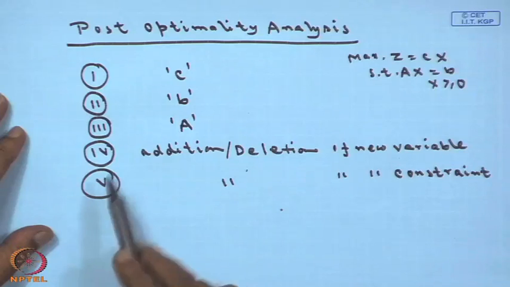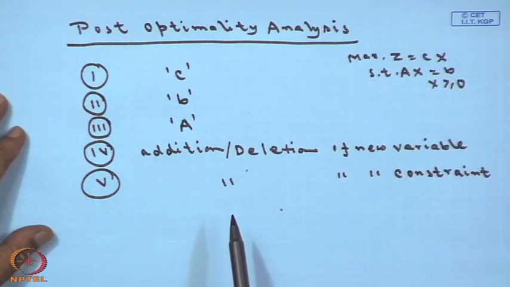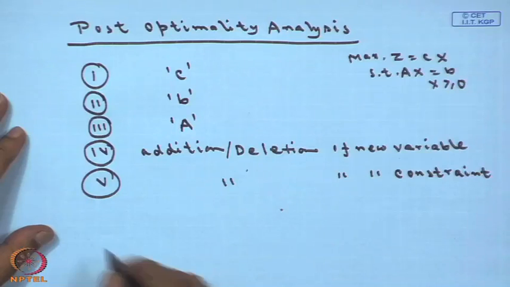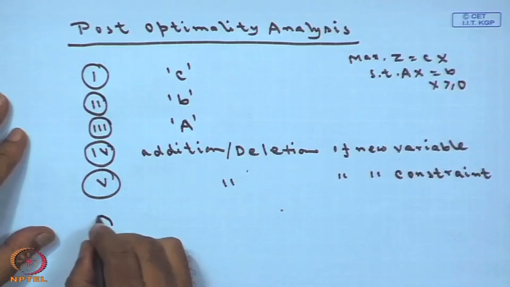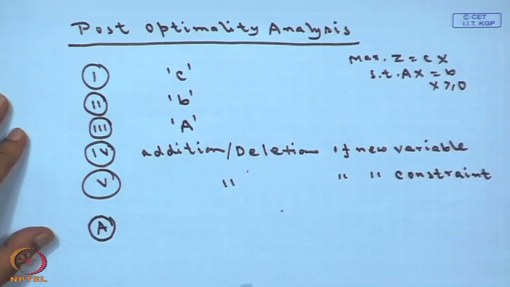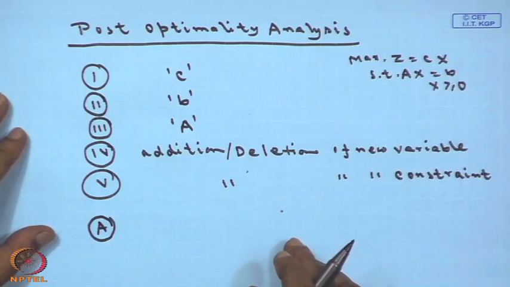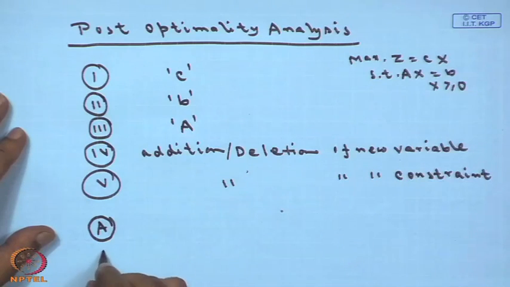What will be the effect on your optimal solution? Now, the effect can be categorized into 3 parts. The first one is that the optimal solution will remain unchanged. Optimal solution remaining unchanged means the values of the variables and the corresponding value of the objective function will remain unchanged. It may happen. What is the B?